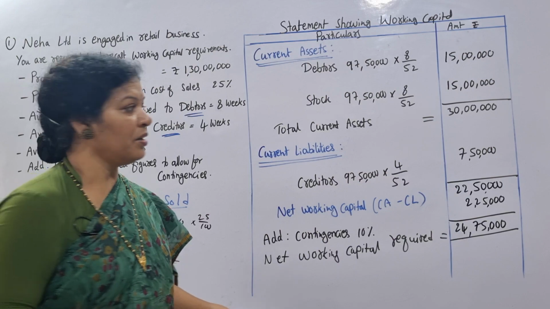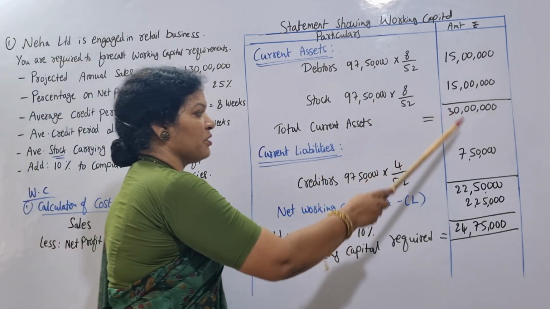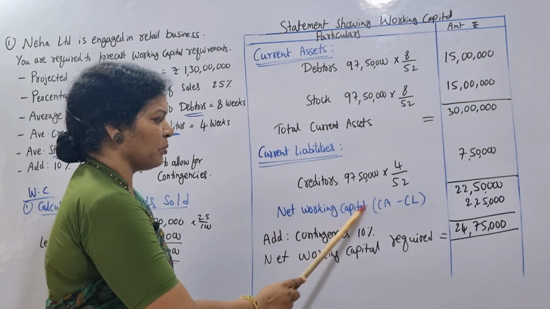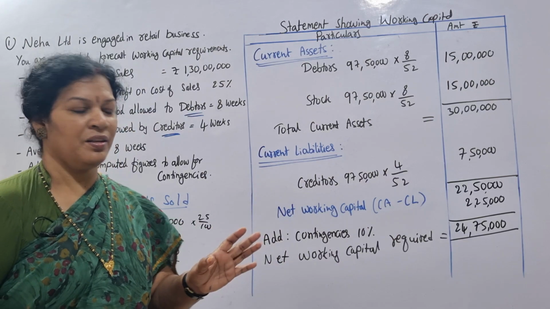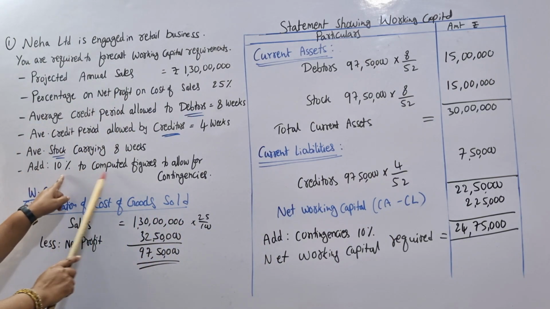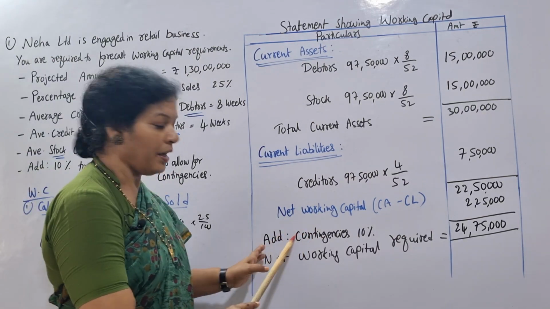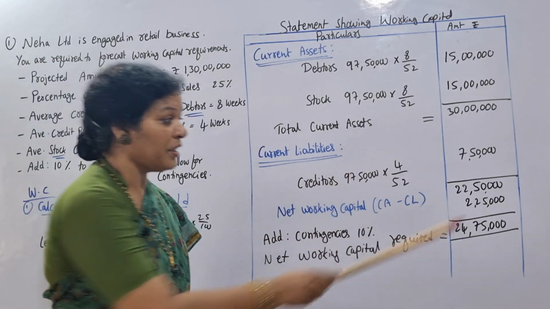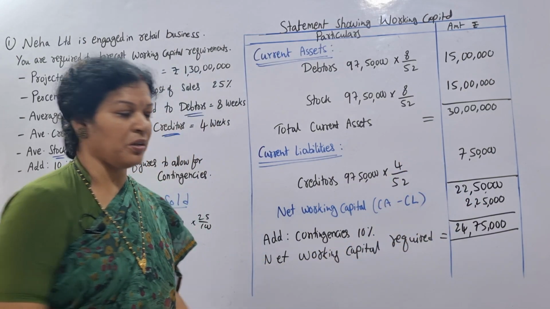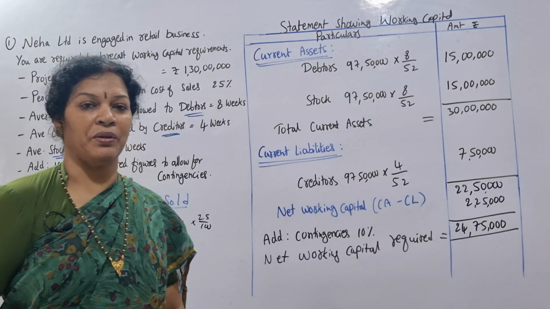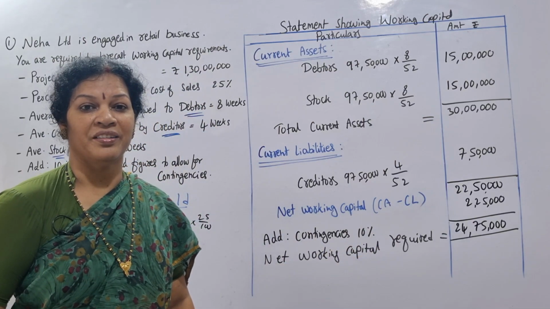Now, what do we need? Net working capital. This is gross working capital, 30 lakh. Net working capital means current assets minus current liabilities. You got 22,50,000. And they are asking us to add 10% to computed figures to allow for contingencies. 10% on this comes to 2,25,000. If we add, you are getting 24,75,000. It is the total net working capital required.